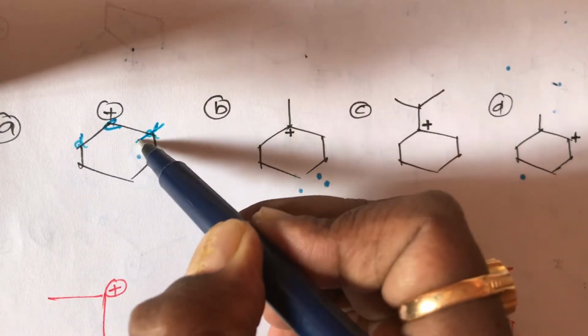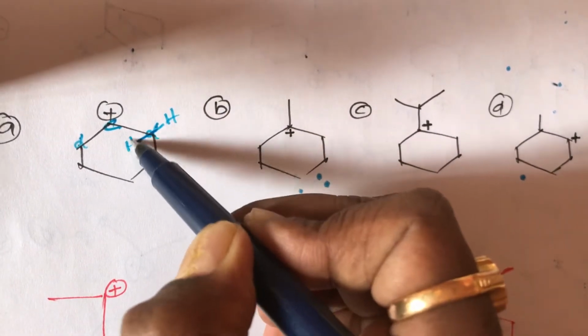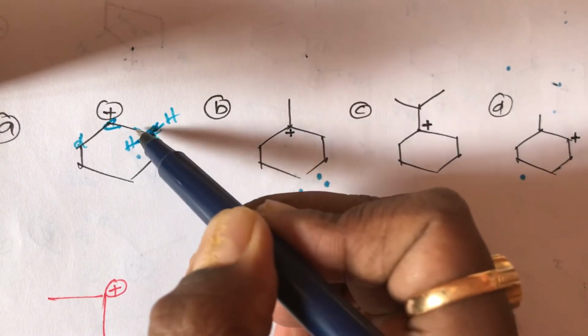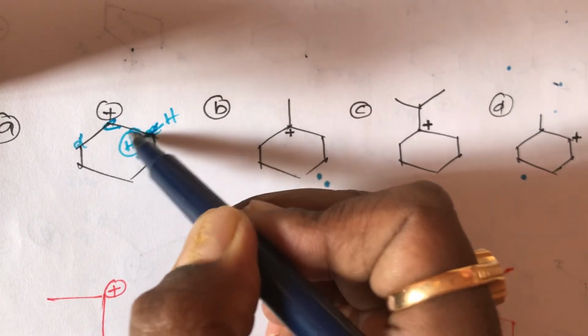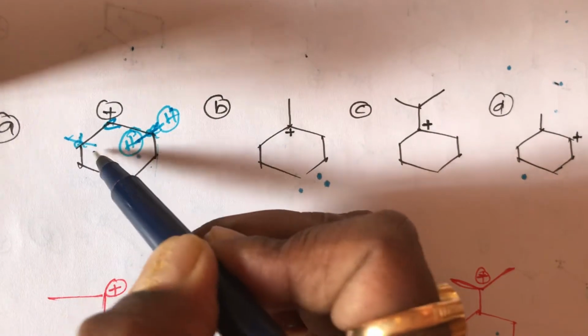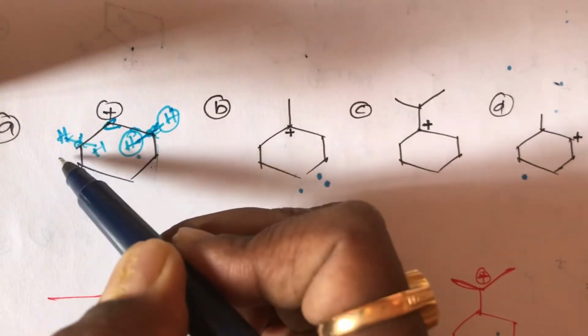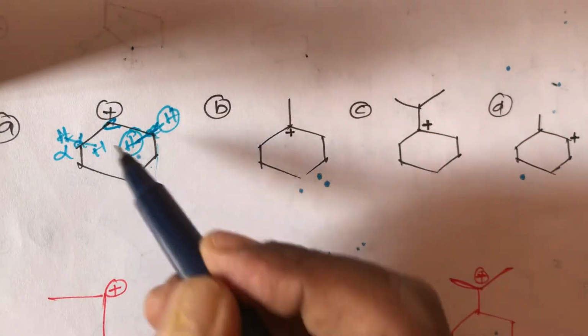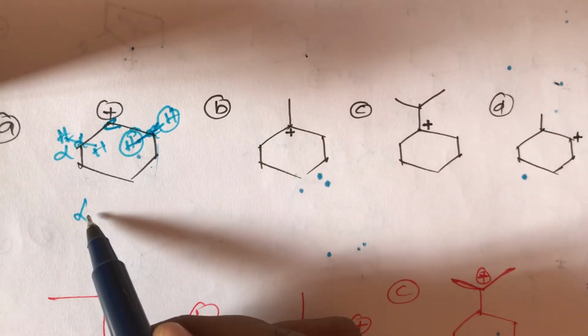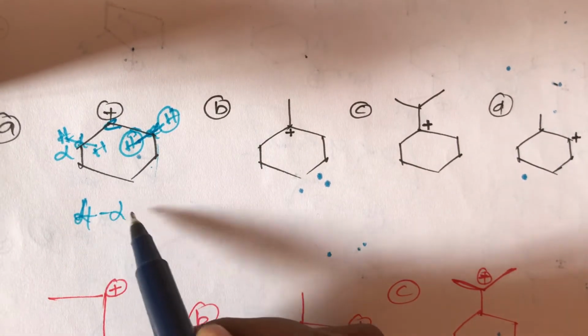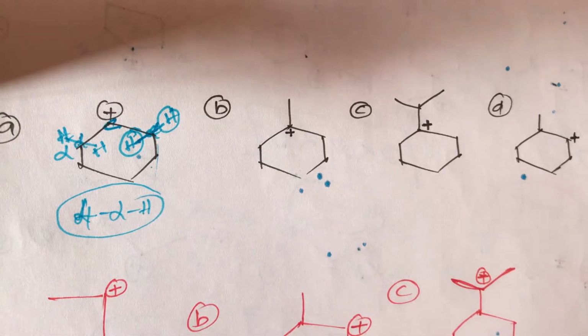These both alpha carbons have two hydrogens. This carbon already has two bonds, 1 2, and leaves two hydrogens on the right side and two on the left side. So in this first compound there are a total of 4 alpha hydrogens.